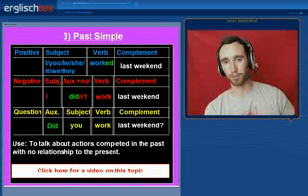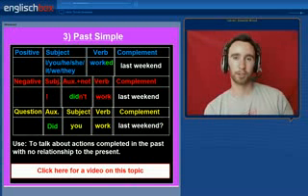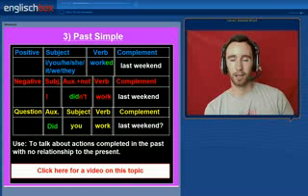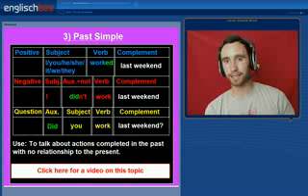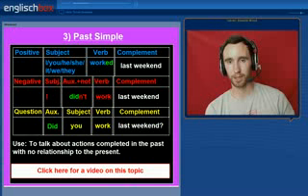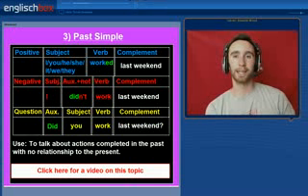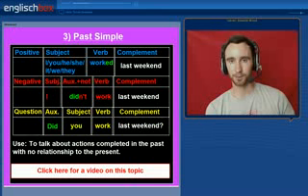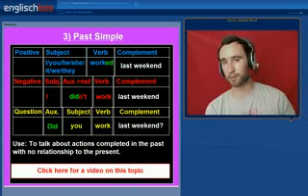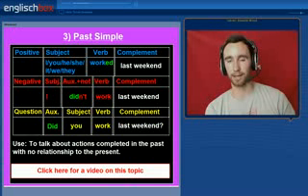The past simple has a similar structure to the present simple, but you have to add ed to regular verbs in the positive to put it into the past tense. And you have to be careful here because there are many irregular verbs in English. In negative, instead of don't in the present, we use didn't. And this is the same in every person, first person, second person, and third person.